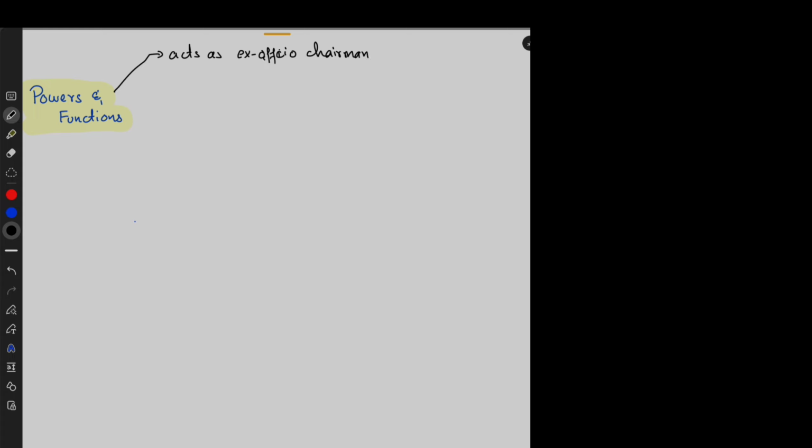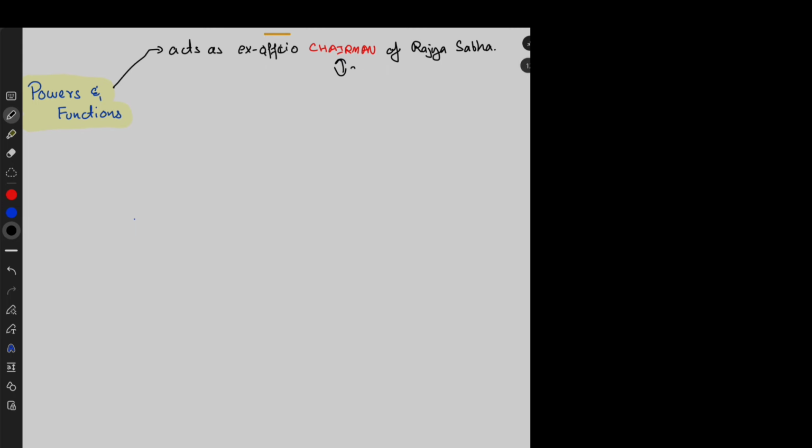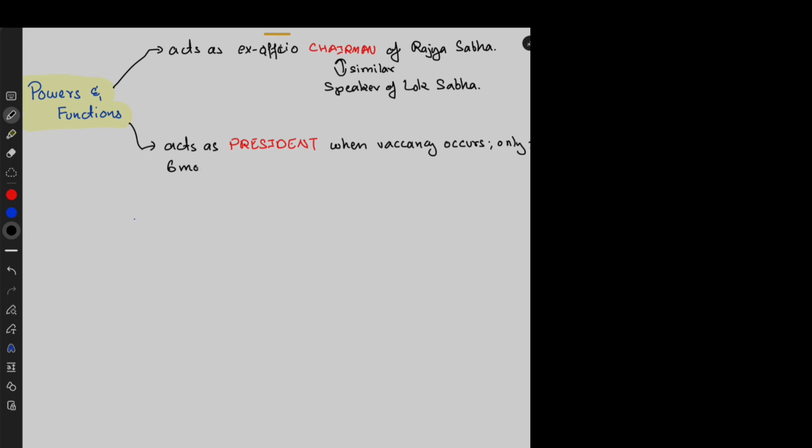Now let's talk about the powers and functions of the Vice President. The Vice President acts as the ex officio chairman of the Rajya Sabha, and the position of the chairman of the Rajya Sabha is similar to that of the Speaker of the Lok Sabha. He also acts as President when a vacancy occurs, only for 6 months, within which the President has to be elected.